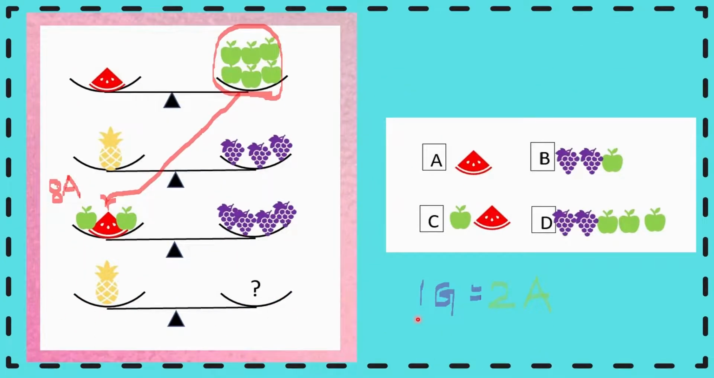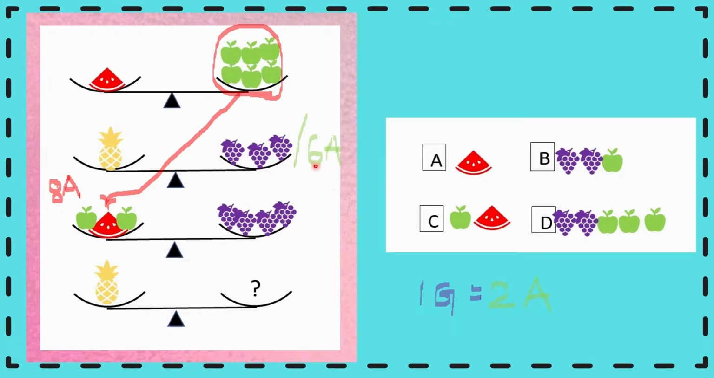I have represented it like this: 1 grape is equal to 2 apples. I'm going to use this concept in the second balance in order to find the equivalent weight of the pineapple in the question. So 1 grape is equal to 2 apples. Here they say the pineapple is equal to 3 grapes, which means instead of 1 grape, if I substitute 2 apples, then there will be 6 apples, right? So this is how I have represented the 6 apples. That is, 1 pineapple is equivalent to 3 grapes, or it can also be represented as 6 apples because 1 grape is equal to 2 apples.